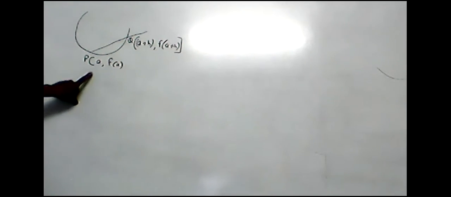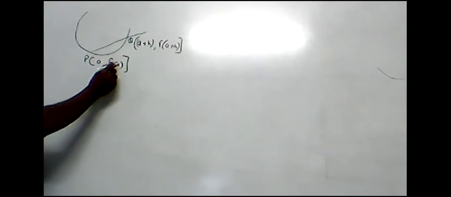Now again, let's consider this is a secant. A secant is a line that passes through the inside of a circle. You have points of intersection P and Q. The circle is intersected at P, where the coordinates are A and f(A), and at Q the coordinates are A plus H and f(A plus H).